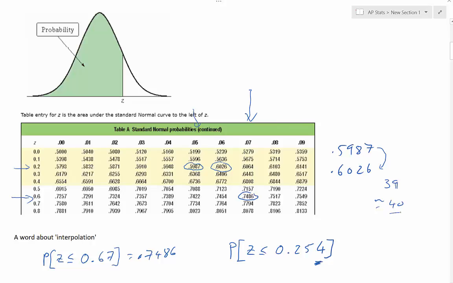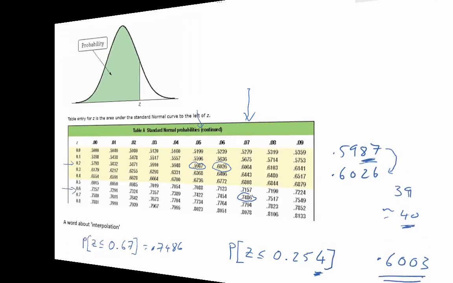Well, 1/10 of the way through this interval is 4, so 4/10 is 16. So we want to add 16 onto this. So 16 onto that is going to be 0.6003. Linear interpolation does work. You absolutely can use it. You absolutely should use it. But as far as the AP is concerned, every question is going to be rounded to 2 decimal places, so it shouldn't be necessary unless you're using a calculator, in which case it already does the hard work for you.